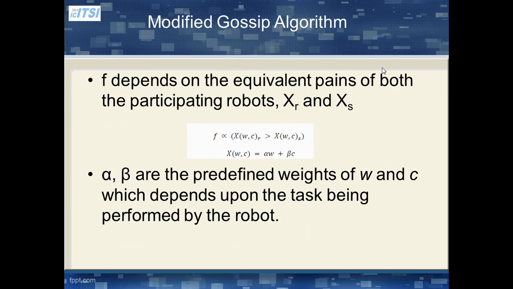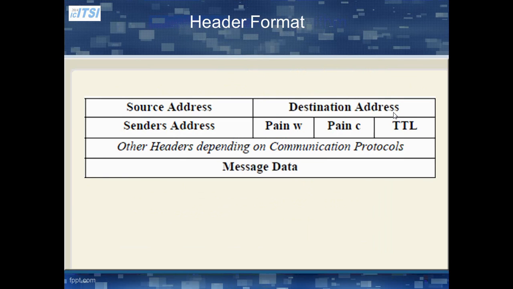F depends on the equivalent pain of both the participating robots, XR and XS, where XR is the receiving robot and XS is the sending robot. The overall pain of any robot, say X, is a weighted sum of its W, that is working load, and C, that is communication load, or we can say working pain and communication pain. Alpha and beta are the predefined weights of W and C, which depend upon the task being performed by the robot. So here is the header.